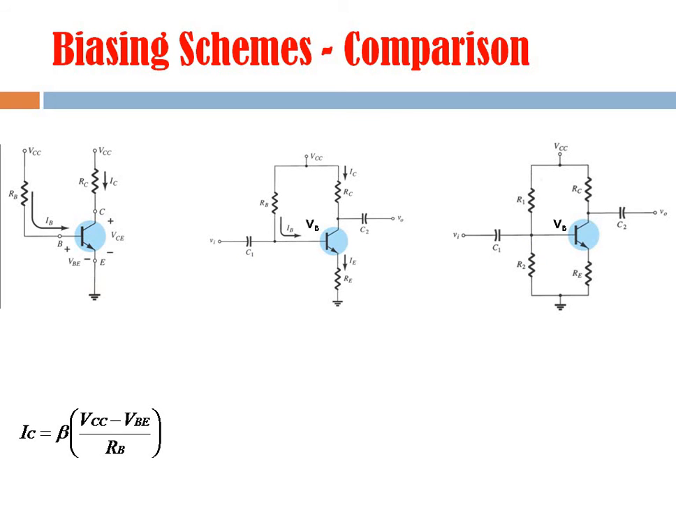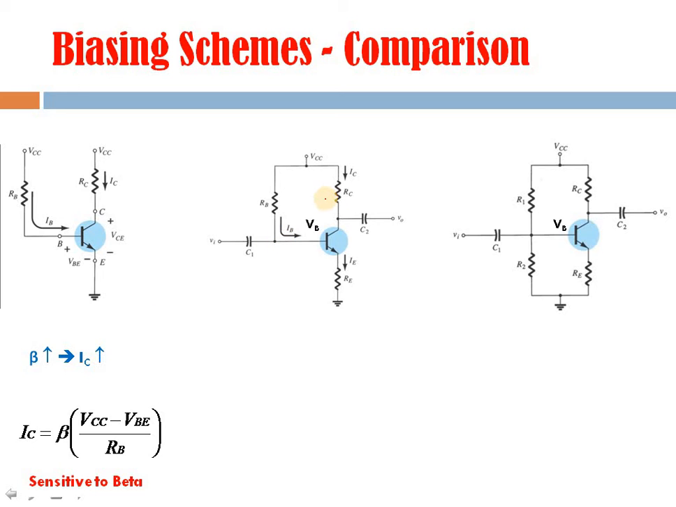Now this first one, IC is given by this formula, and it's beta times this factor. So if there is any change in the beta, IC changes by the same amount. If beta changes, IC changes. If beta changes by 10%, IC changes by 10%. If beta changes by 50%, IC changes by 50%. So you can say it is highly sensitive to the beta.